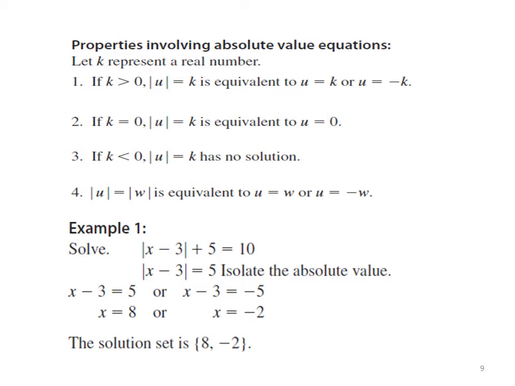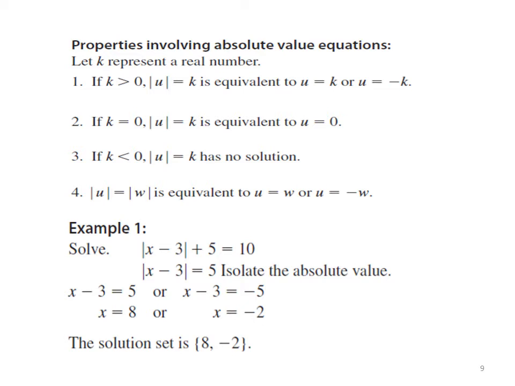The fourth possibility, if you have the equation, the absolute value of u equal to the absolute value of w, this is equivalent to either u is equal to w or u is equal to minus w. Using those four properties, we can work with equations that involve absolute value, and also we'll look at inequalities that involve absolute values. Let's start with equations that involve absolute value.